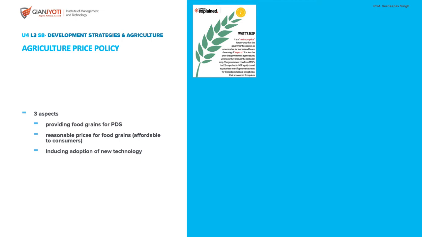Let us try to understand that, and let us start with the MSP, which is the minimum support price. It is fixed by the government, and this is something which the government procures and gives to the farmers. It is also the price that government agencies pay whenever they procure any particular crop.